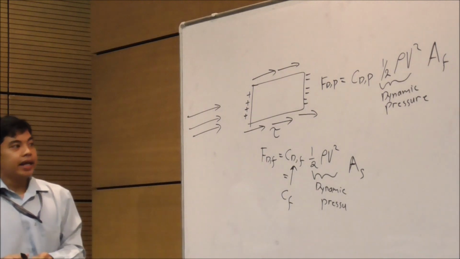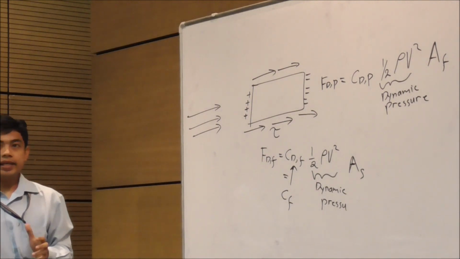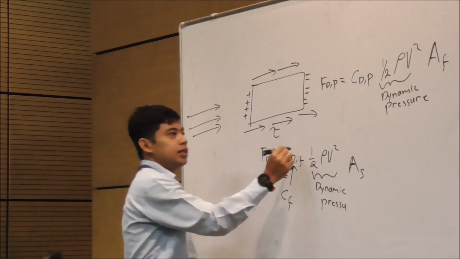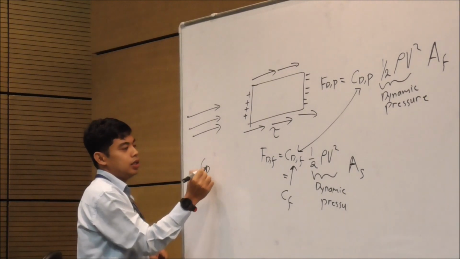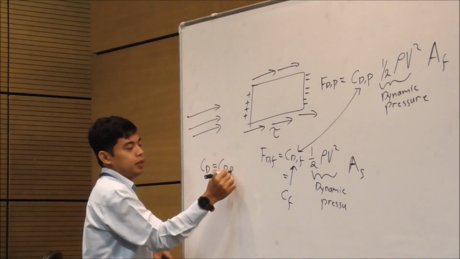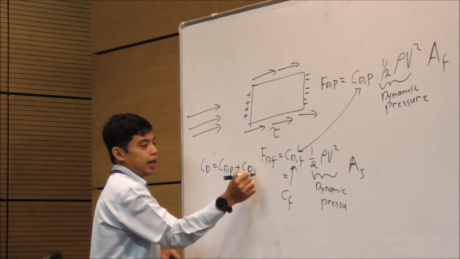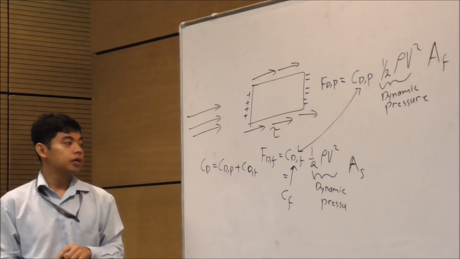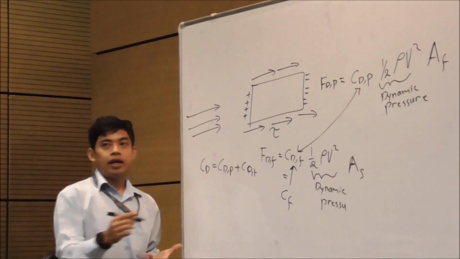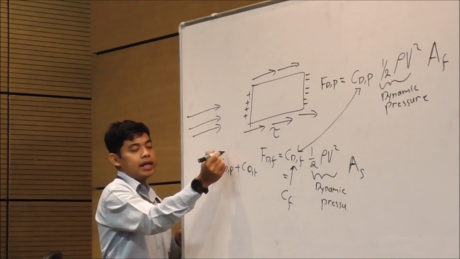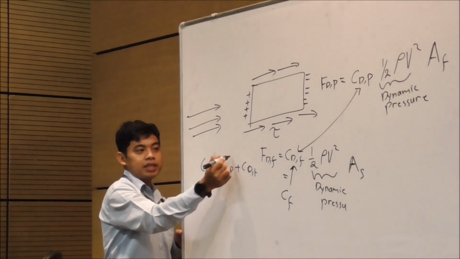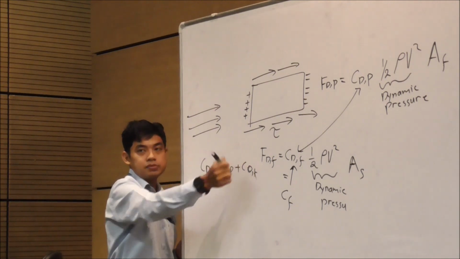But then in the next lecture, what happened is we combine this and that, so it becomes CD only. CD is CDP plus CDF, right? If you remember. Most of the time, there is cases where this one is minimum. Sometimes this one is minimum, sometimes this one is minimum.